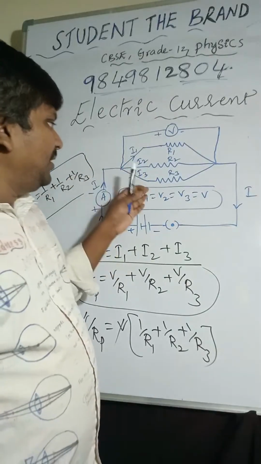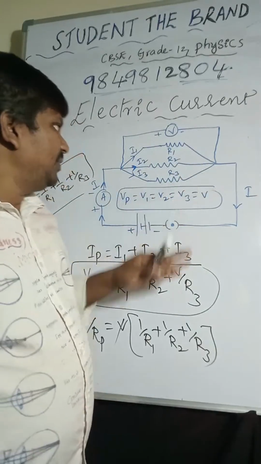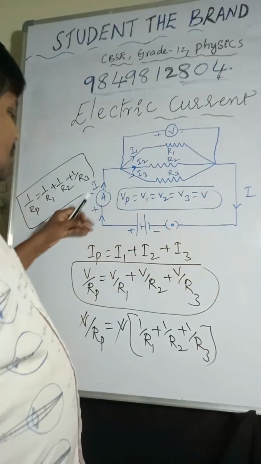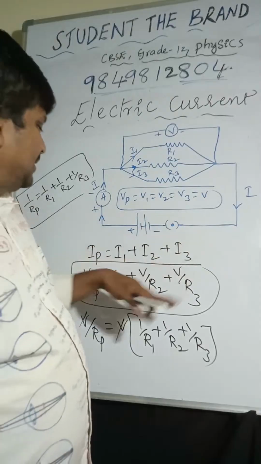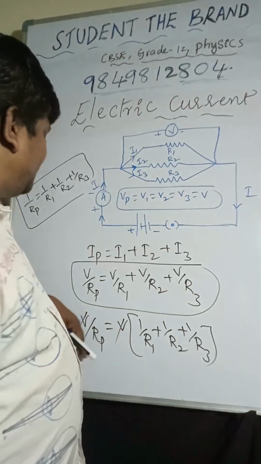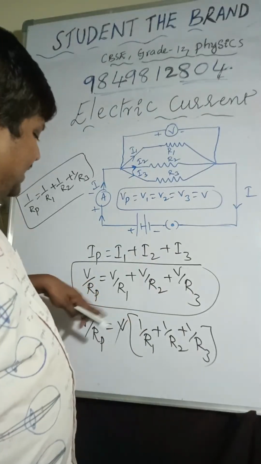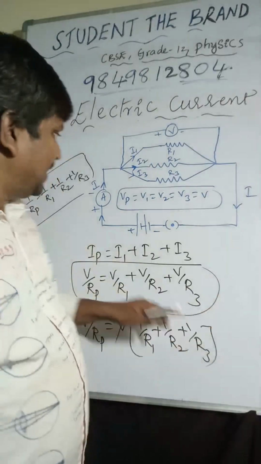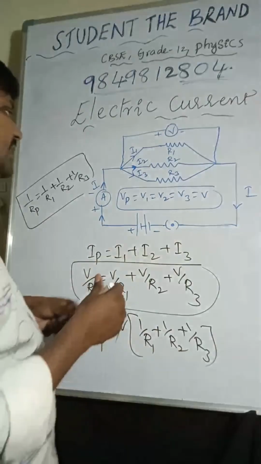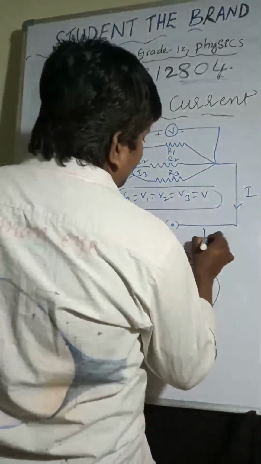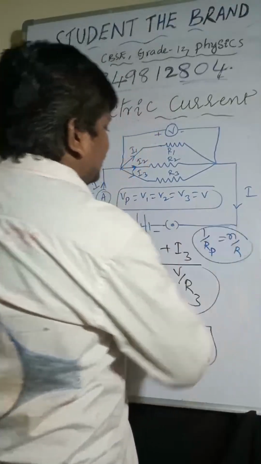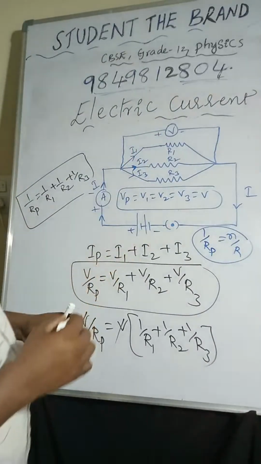So Vp equal to V1 equal to V2 equal to V3 equal to V, because potential difference is same across the 3 resistors. So Ip equal to I1 plus I2 plus I3. So V by Rp equal to V by R1 plus V by R2 plus V by R3. V gets cancelled. 1 by Rp equal to 1 by R1 plus 1 by R2 plus 1 by R3. So this is the formula. If n number of resistors are connected in parallel combination, 1 by Rp equal to n by R. So this is the formula.